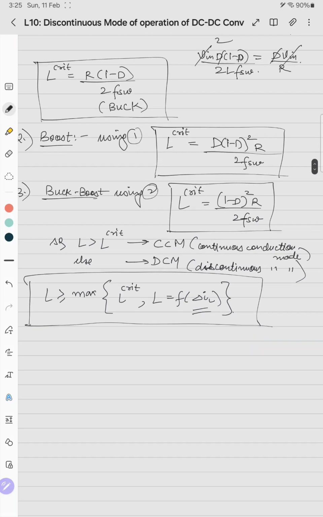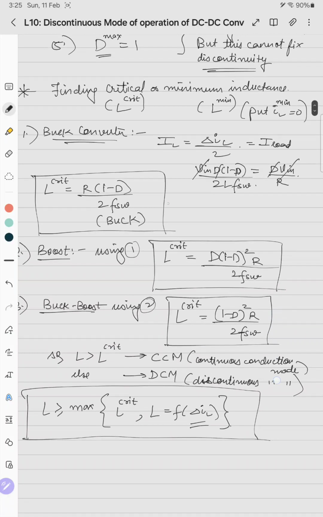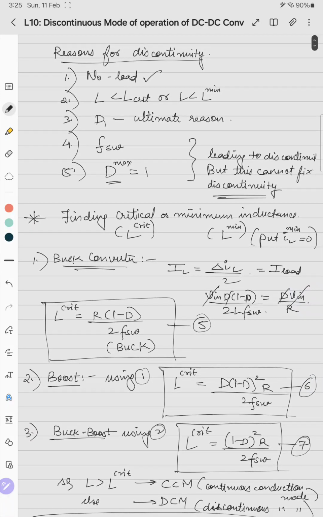So either you find L critical or you find R minimum. It is one and the same, because this expression number, I think 1, 2, 3, 4 was there. So 5, 6 and 7. Either you find L critical or you find R minimum. If you put R minimum across the converter as a minimum load, then it will be continuous. Or if you select L greater than L critical, no need to think about R minimum. It will always be continuous conduction mode.